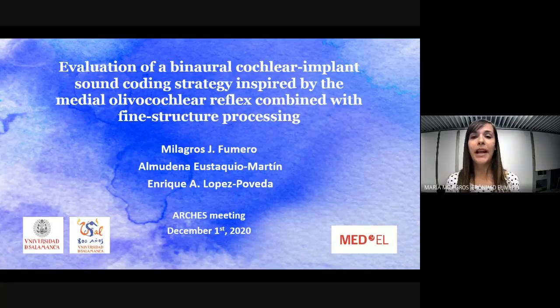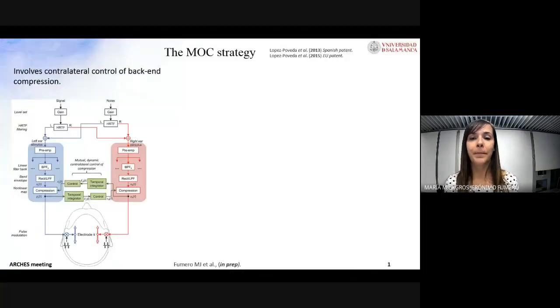Hello, my name is Mila, and I'm going to talk about the evaluation of a binaural cochlear implant sound processing strategy inspired by the medial olivocochlear reflex combined with fine structure processing. The MOC strategy is a binaural cochlear implant sound processing strategy inspired by the control of the basilar membrane compression provided in natural hearing by the medial olivocochlear reflex.